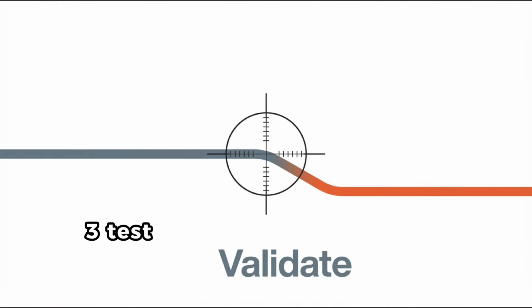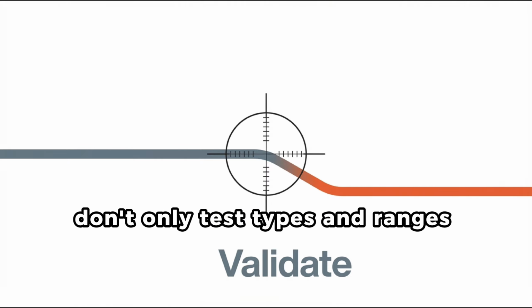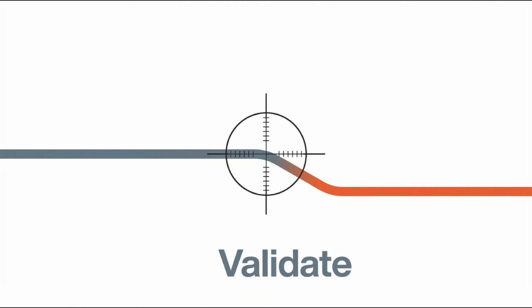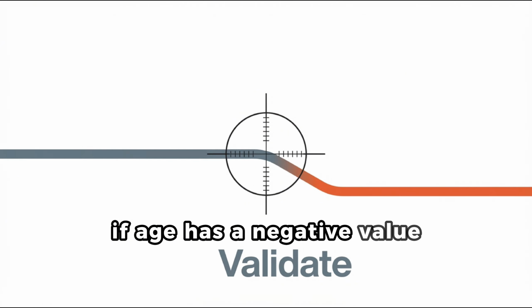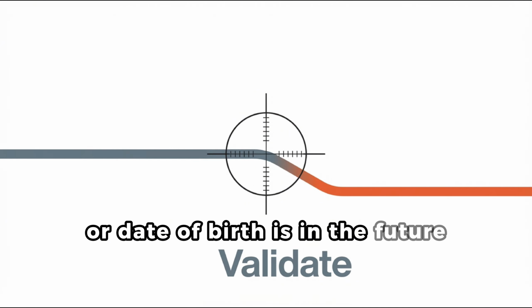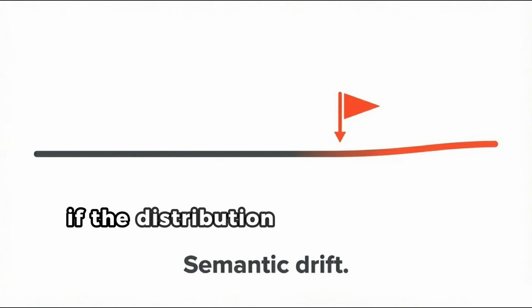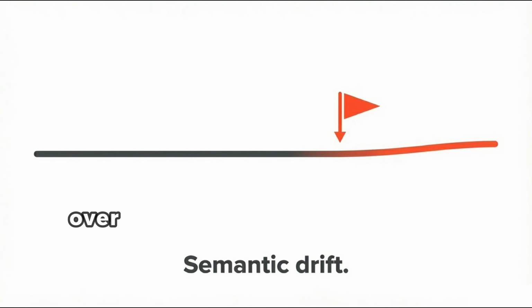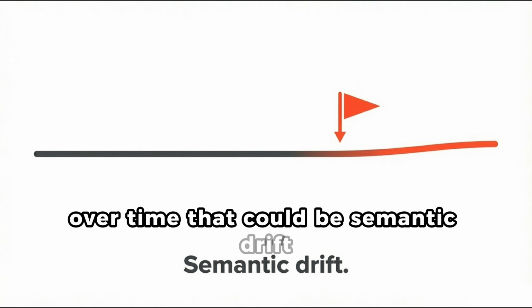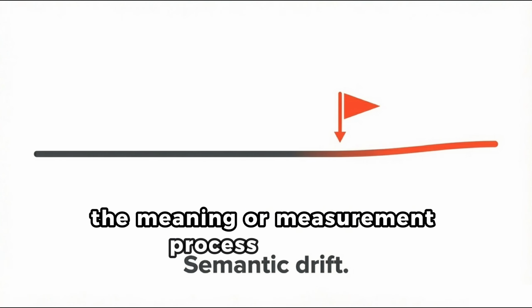3. Test and validate by meaning. Don't only test types and ranges, test expectations. If age has a negative value, or date of birth is in the future, flag it. If the distribution of a field shifts dramatically over time, that could be semantic drift: the meaning or measurement process changed.